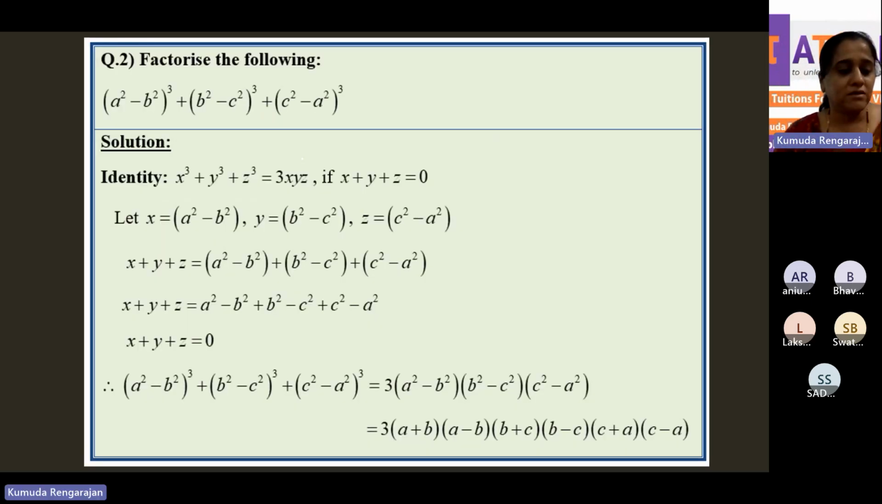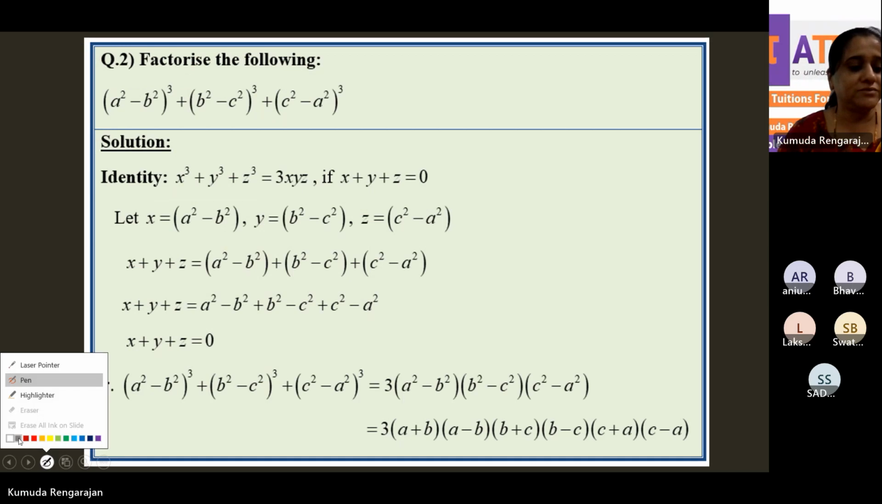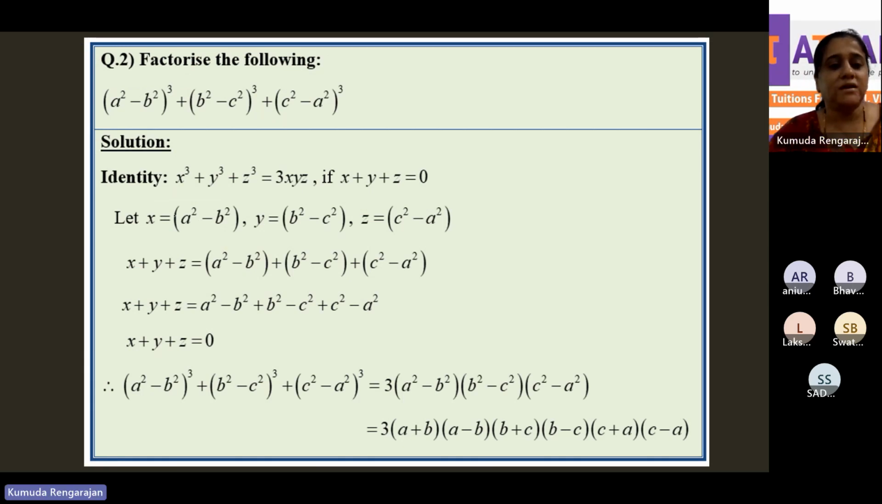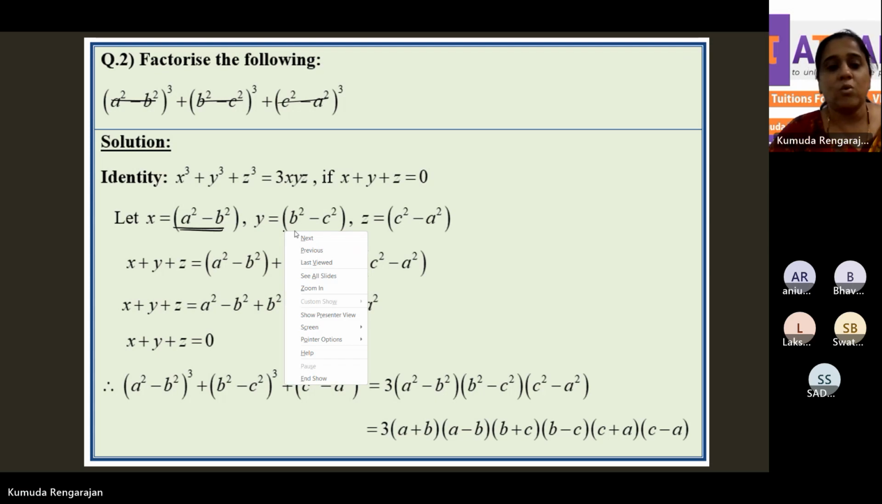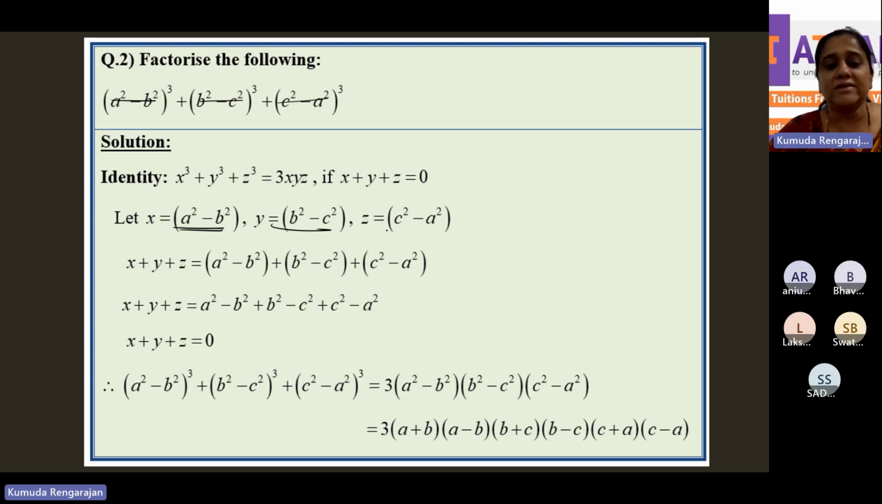So see here. Don't start writing, children. X is, see, I told you this is x, this is y, this is z. So x is equal to this one, y is, look at the board, y is equal to this and z is equal to this. Now we need to first find x plus y plus z.